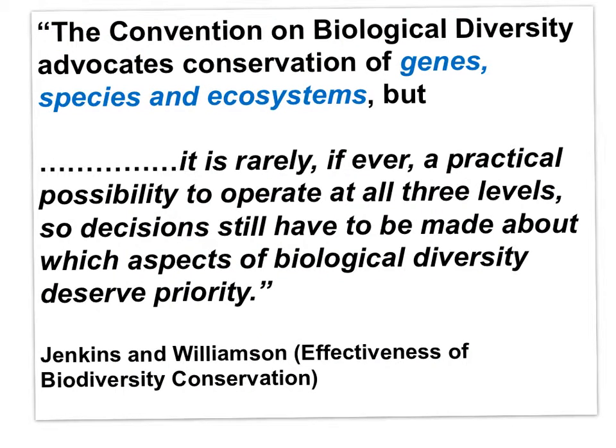The Convention on Biological Diversity advocates the conservation of genes, species, and ecosystems, but it's rarely, if ever, a practical possibility to operate at all three levels, so decisions still have to be made about which aspects of biological diversity deserve priority. It's important to look at the scale of diversity. As I've mentioned, 1 square meter of European chalkland will have more species diversity than 1 square meter of tropical forest. But the reverse is true if we look at 1 square kilometer of each system.